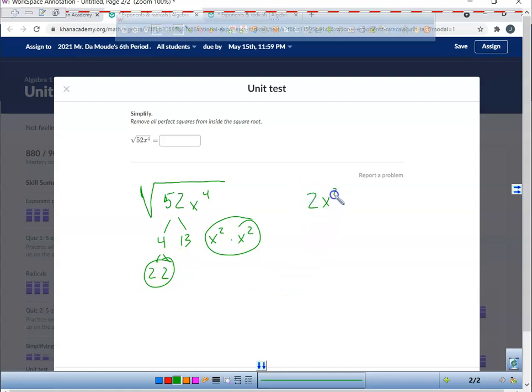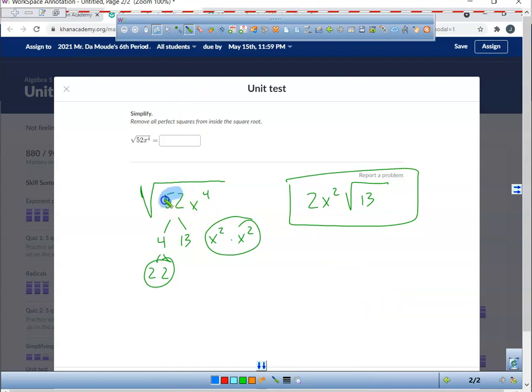So a 2 comes out, an x squared comes out, and the only thing that I have left standing is a 13. So it's 2x squared radical 13.